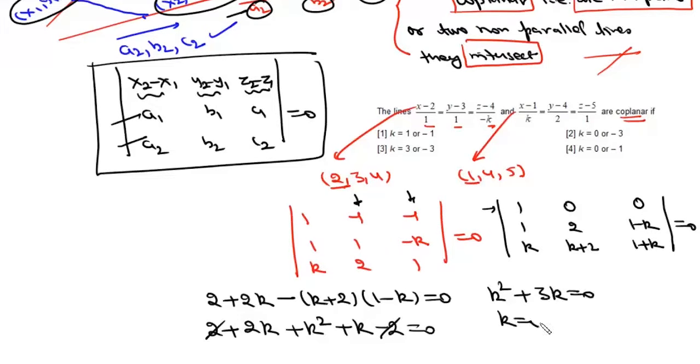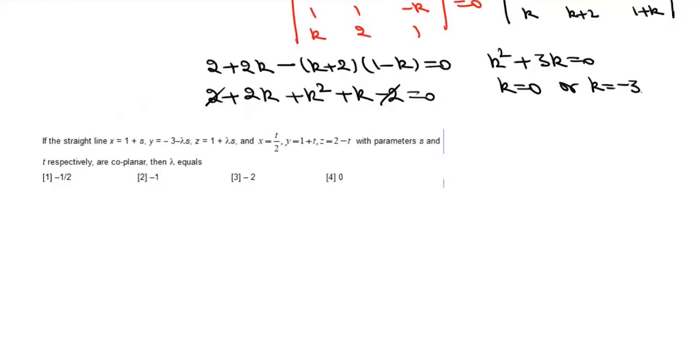So the value of k is either 0 or minus 3. So these two lines will be coplanar, or they'll intersect, if the value of k is either 0 or minus 3, and that's your option 2. Now let us take another question.